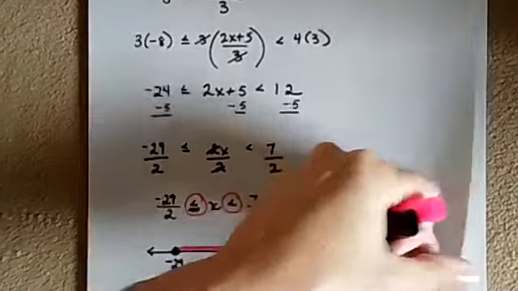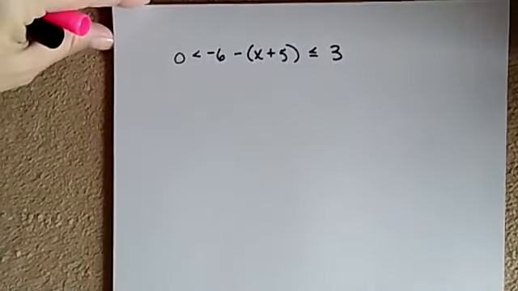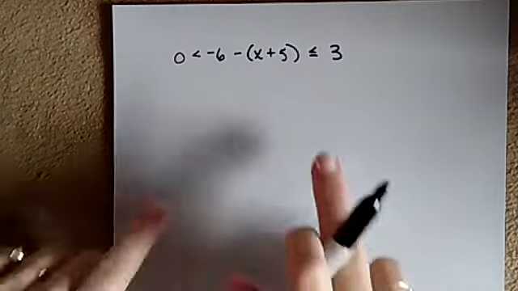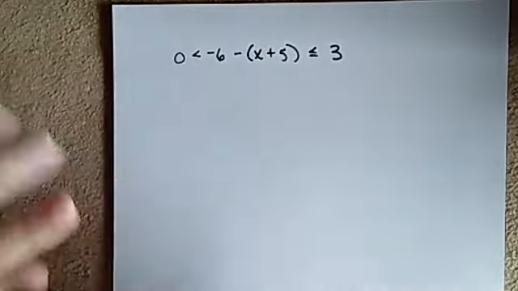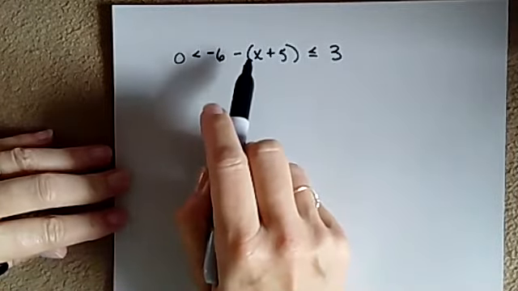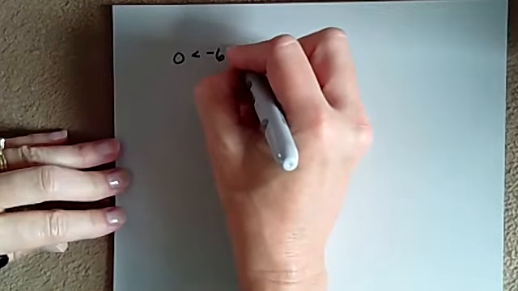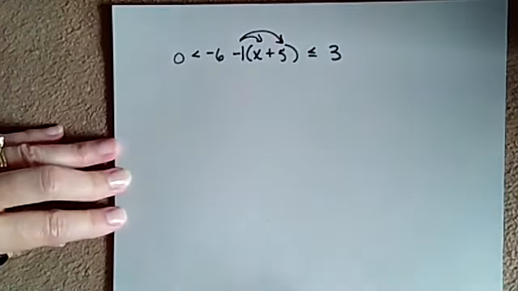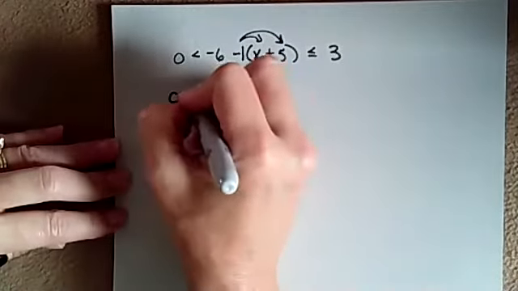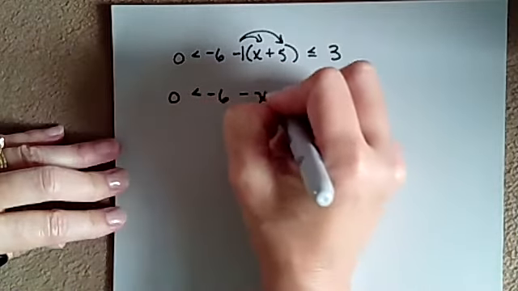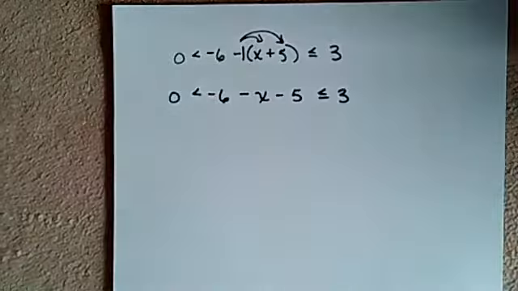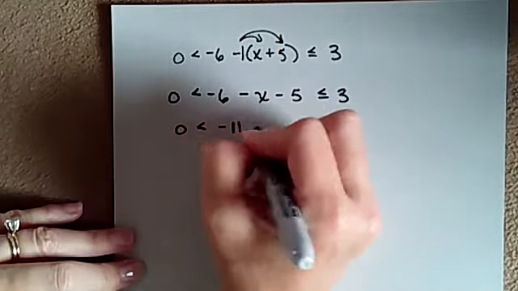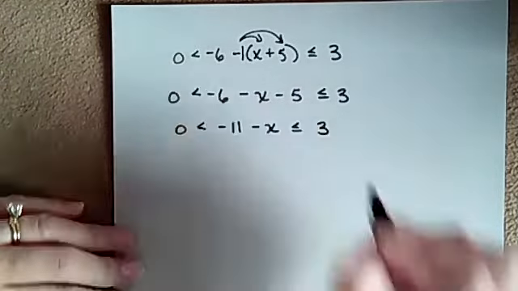Let's look at one more. Let's see right here. Okay, so for here, we're solving the double inequality, right? We want x by itself. So first thing, let's get rid of this parenthesis. Remember, this negative is like an understood 1, and you can distribute the negative through. So let's do that. -6 minus 5 gives us -11. And here we are.